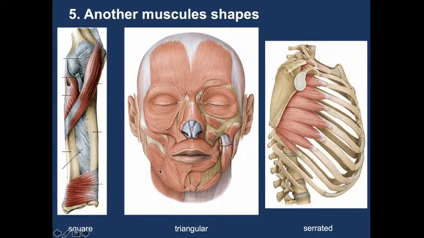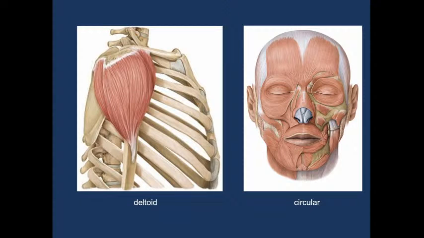Triangular muscles, here is musculus depressor anguli oris. And serrated muscles, this is on the lateral wall of the chest. Deltoid shape and circular shape. Here, musculus orbicularis oculi. You see, that is a circular shape.